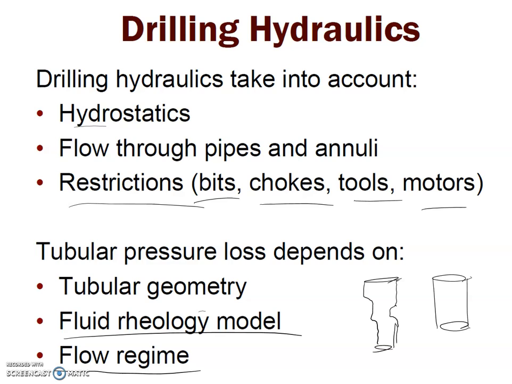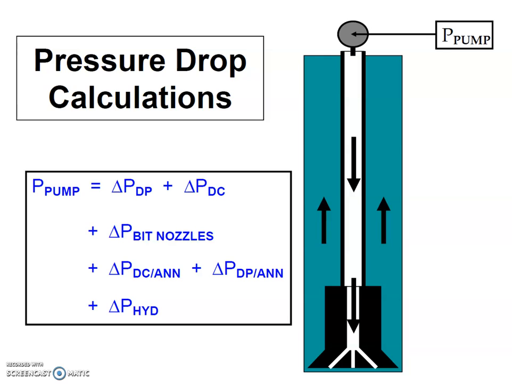So in pressure drop calculations in general, there is a pump at the top, right? You have a pump that is connected to your mud tank, and it needs to inject this drilling fluid into the drilling system with a specific pressure, which we call pump pressure. And the pump pressure depends on the pressure drop that happens across your drill pipe, right, which is shown here. That's the first parameter.